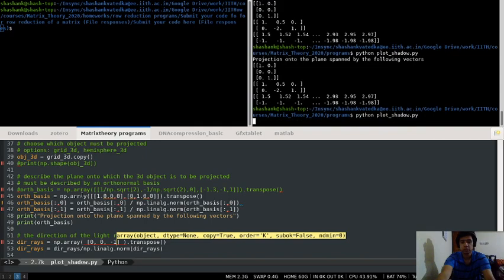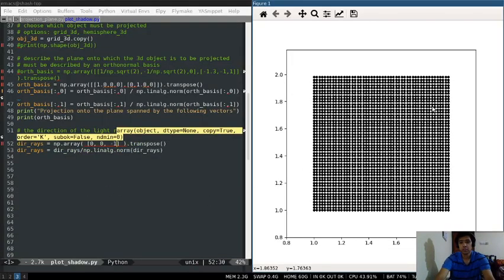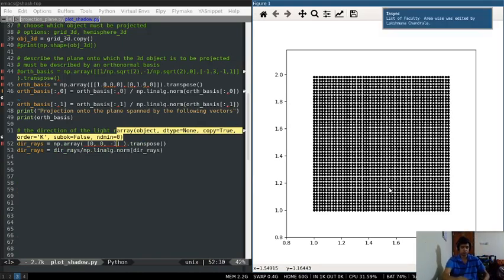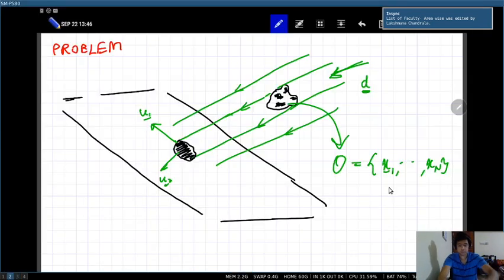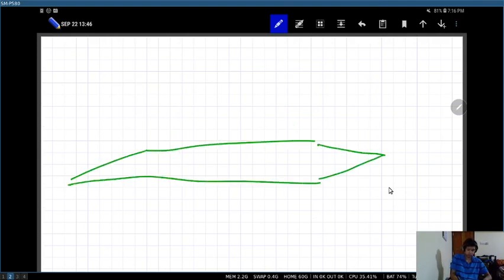So if I run this code, then I basically get a square. And that is essentially what one would expect. So if you take a cube, and suppose I have the XY plane, I take a cube and I shine light along this direction, then basically what I would see would be a square.